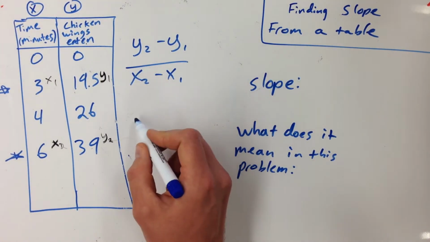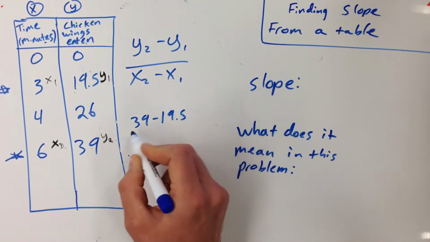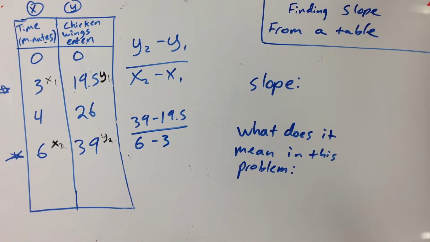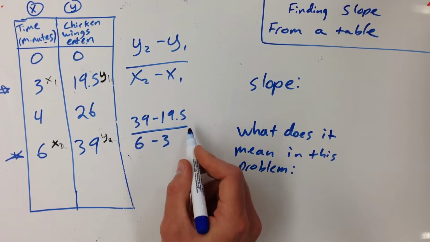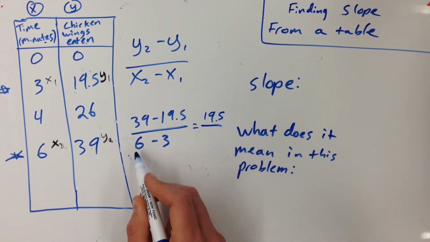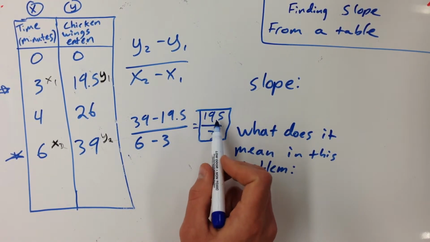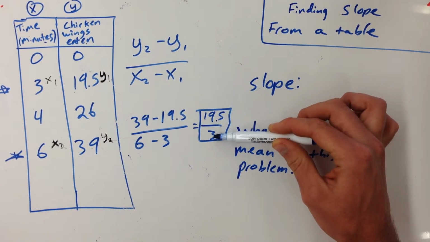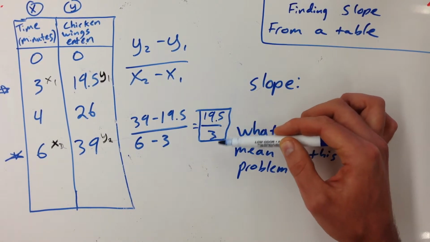So y2 minus y1 is finding the total amount of chicken wings I ate between the minutes of 6 and 3. So when I do this subtraction, 39 minus 19.5 becomes 19.5. 6 minus 3 is 3. So we could stop right here, and this is already pretty useful information. This means every 3 minutes I eat 19 and a half chicken wings. Another 3 minutes, another 19 and a half. Another 3, another 19 and a half.